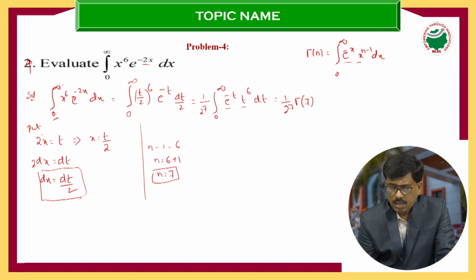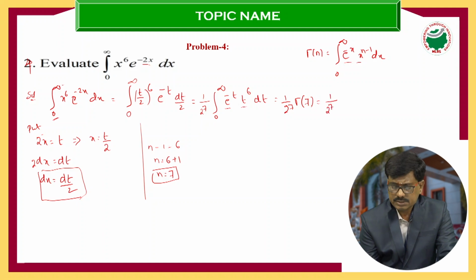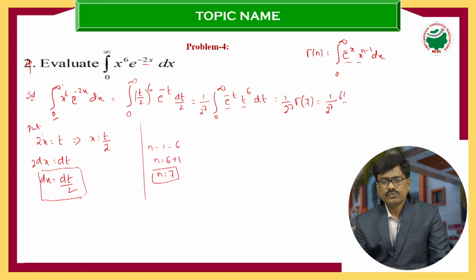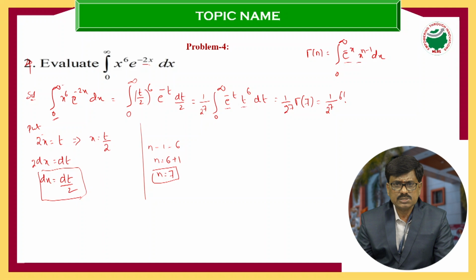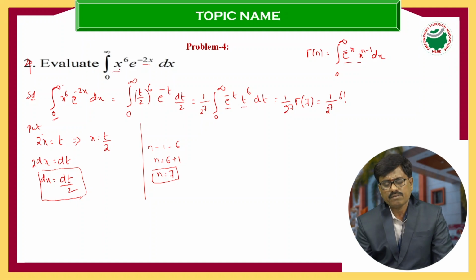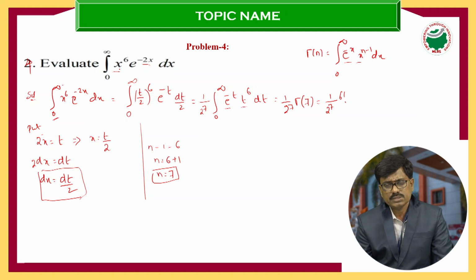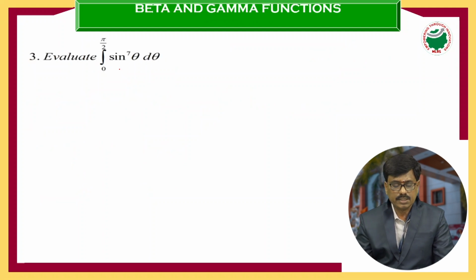Okay. How do you evaluate the gamma of 7 value? 1 by 2 power 7 into gamma of 7, which can be written as 6 factorial. Further, we can simplify this result and you will get the value of this integral. See, in this procedure, we can evaluate the integral values of x power 6 or 7 or 8 or any e power minus 2x or minus 4x. With a similar procedure, we can evaluate such improper integrals.